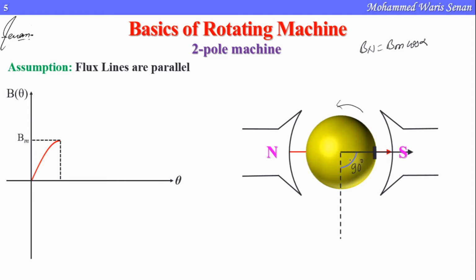Now if we consider this angle theta, we take Bm sin theta. So we will verify the maximum value by these two formulas, by taking angle alpha as well as angle theta. If we take the theta angle, theta will be 90 degrees. So sin 90 will be 1. So Bn will be equal to Bm, which is the maximum value.